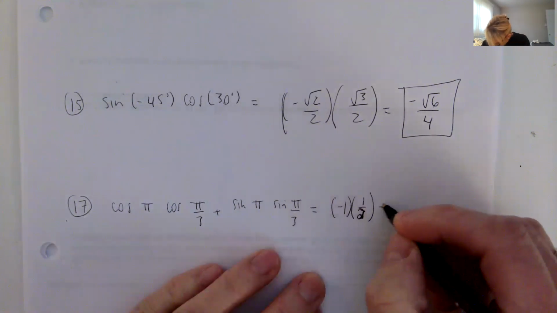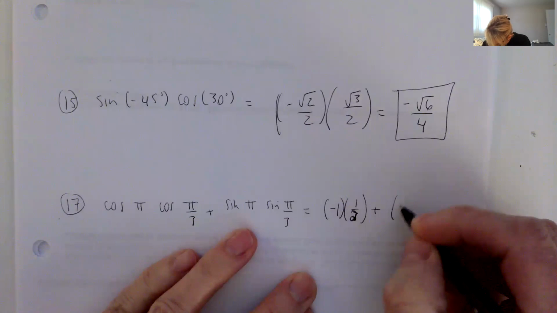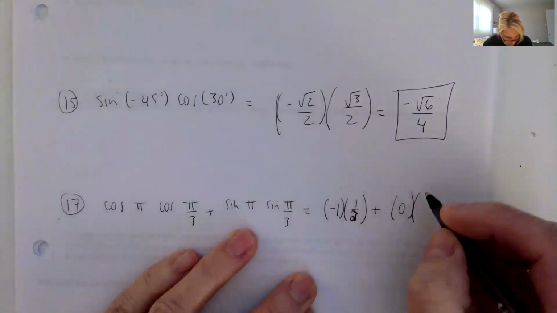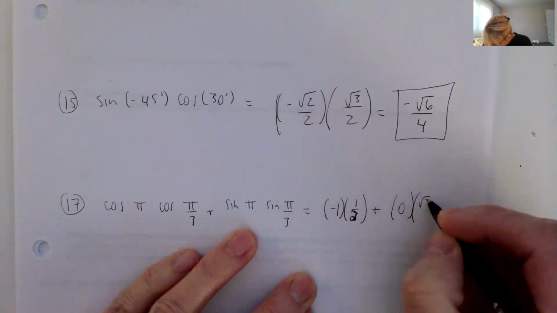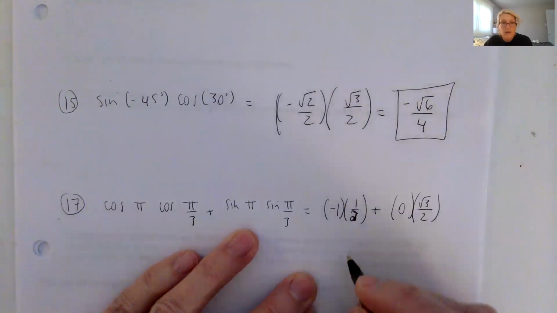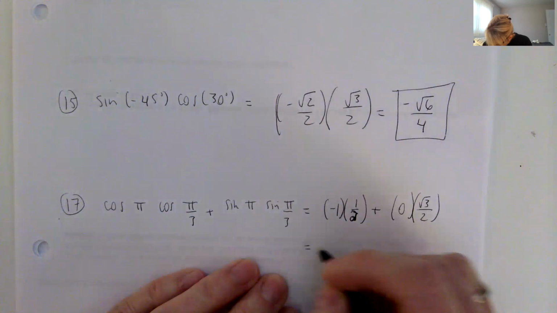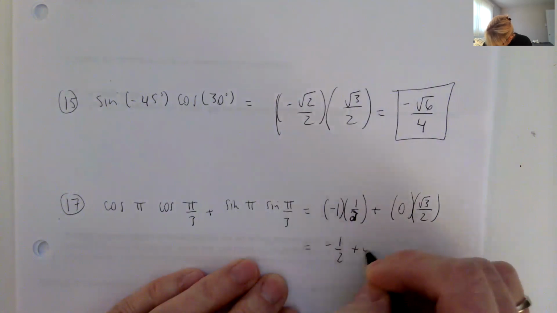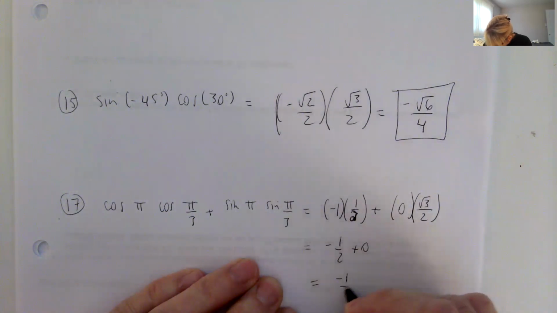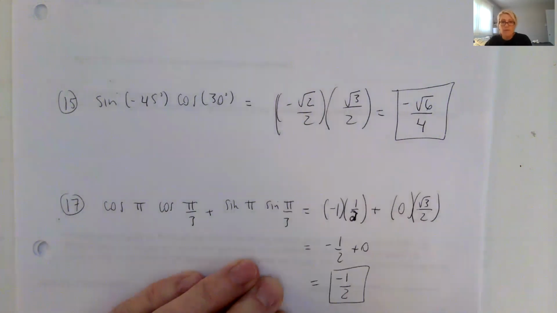And then we're going to add that with the sine at pi, which is 0. Sine at pi over 3 doesn't really matter, but it's square root of 3 over 2. So we end up with a negative 1/2 plus 0, and that results in a negative 1/2.